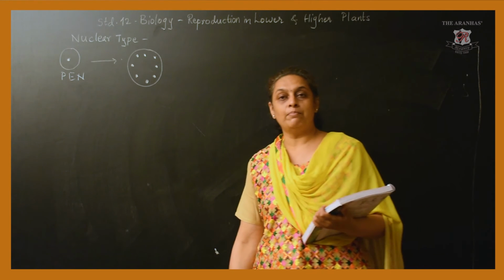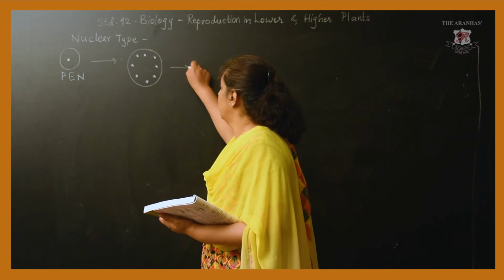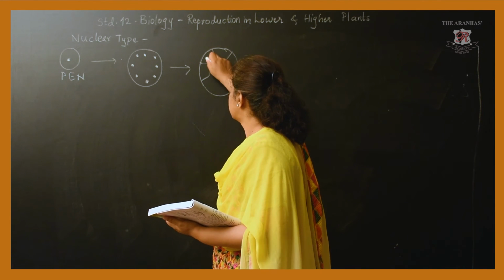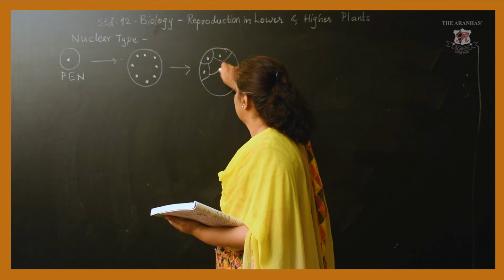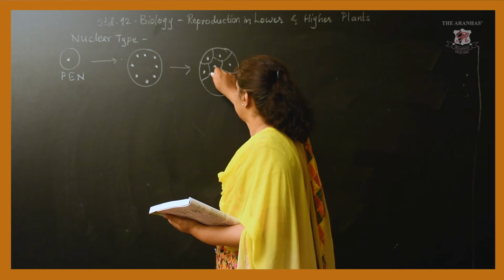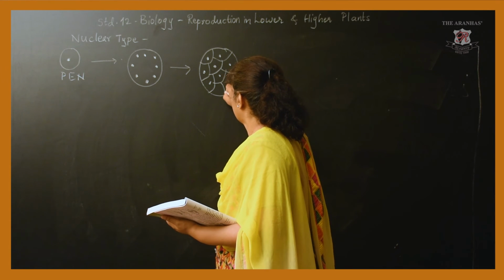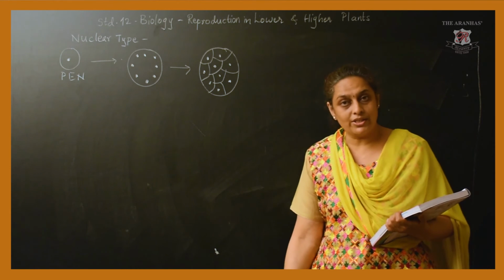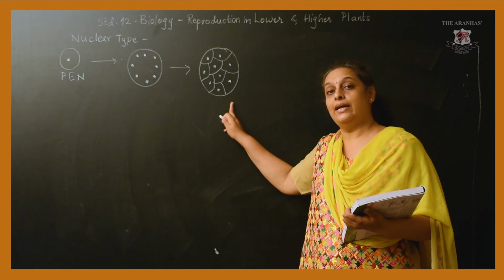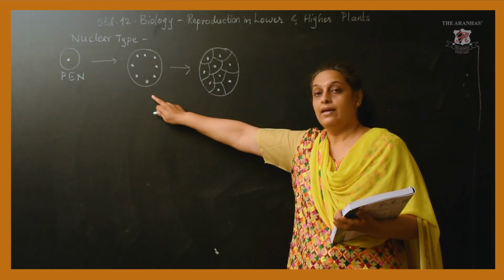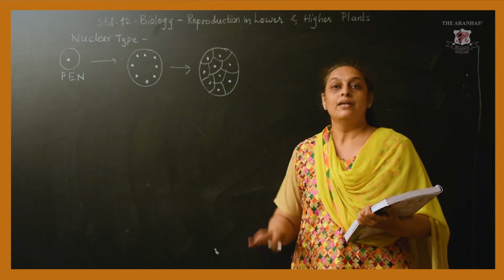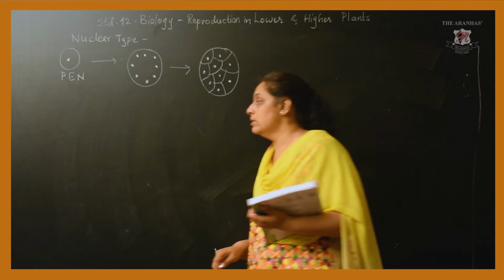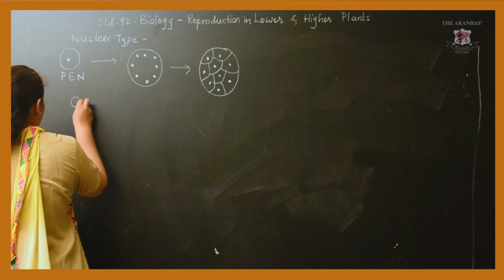And once a sufficient number of nuclei are formed, you will see that cell wall is produced. So every single nucleus is bounded by a wall. And now you get a multicellular structure. This is called nuclear endosperm. So initially only nuclear divisions take place, few nuclei are formed, and then there is cytoplasm division. Now the second type we will see is the cellular type.